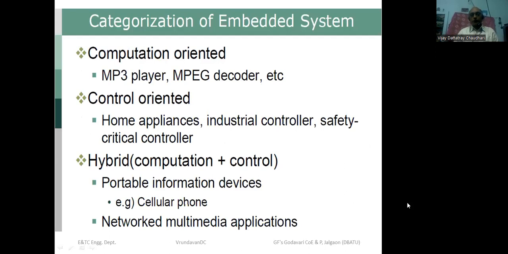So what are the categories of embedded system? Three categories: computation oriented, control oriented and hybrid. Means computation plus control. Computation oriented example, we can see MP3 player, MPEG decoder. In control oriented, home appliances, industrial controller, safety critical controller, and in hybrid, say portable information devices, for example, cellular phone. Network multimedia applications are also included in the hybrid embedded system.